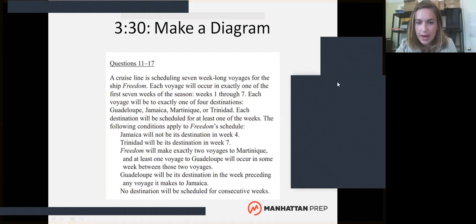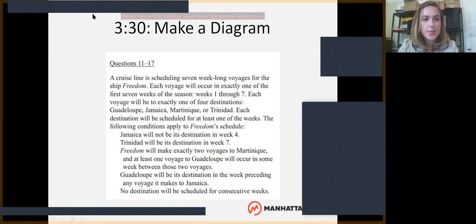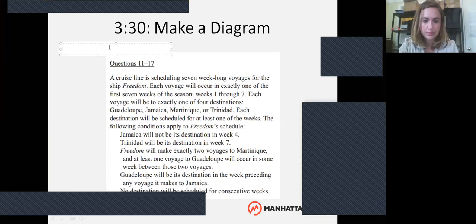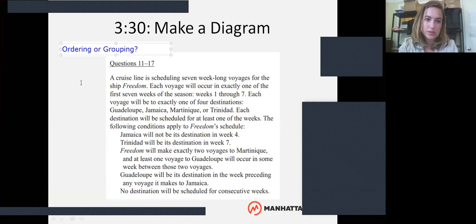So let's talk through how you would set this up. When I first read a new logic game, the first question that I'm asking myself is: is this a game that's asking me to put things in order, or is it asking me to put things in groups? I ask myself that because that's going to determine what type of board I'm using here. So think about that for a second. Do you think this game is asking you to put things in order or put things in groups? Tell me in the chat window.